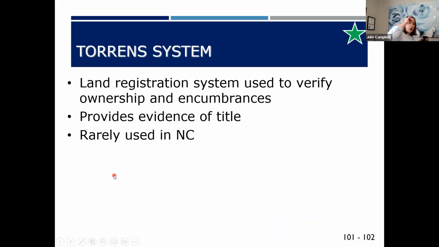Just real quick, something called a Torrens system. We don't do this much in North Carolina. Other states may use this. Instead of having recordation and a pure race state, other states may use this Torrens system, which is just a land registration system. It's a way to register your land to prove that you are the owner. Again, I've never had an example of a Torrens system here in North Carolina. But all states are different. They all work just a little bit differently.